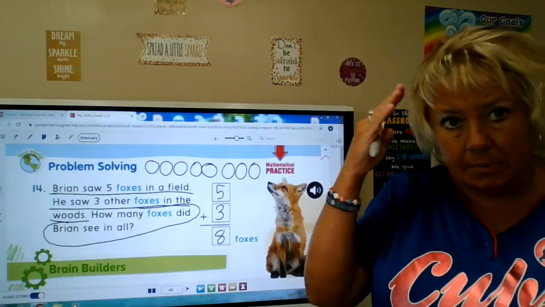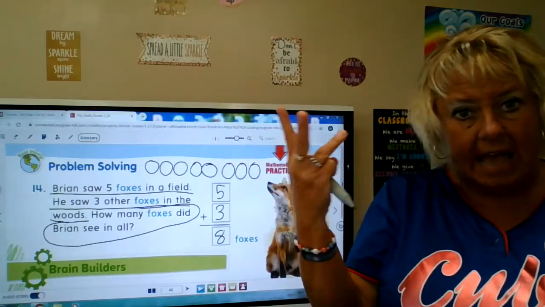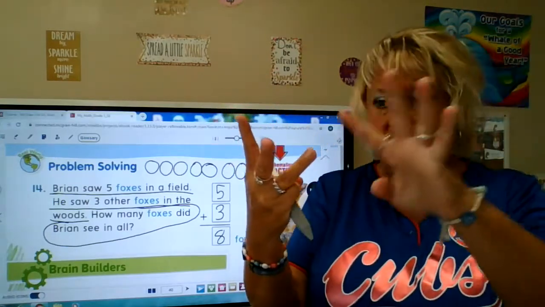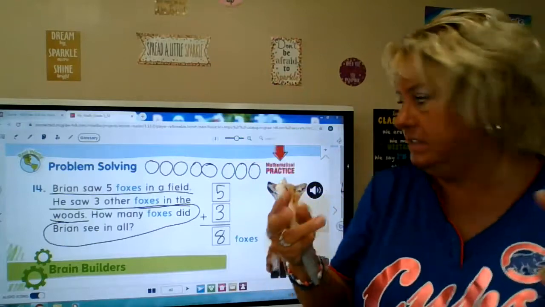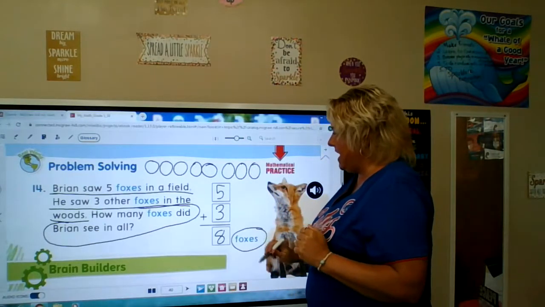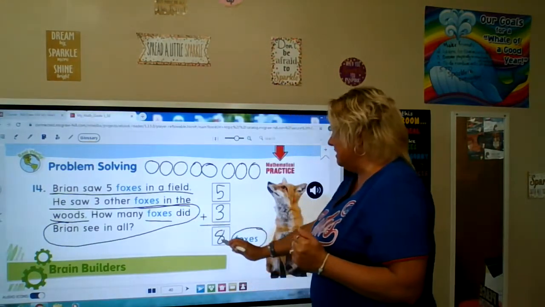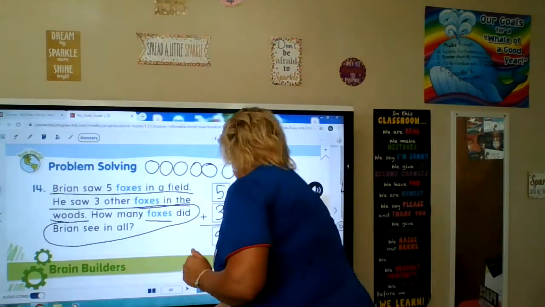Or I can use the big number in my head, start with it, and add 3. I could count up. 5, 6, 7, 8. 8. And we make sure we label it with the answer, the word foxes. How many foxes? 8 foxes.